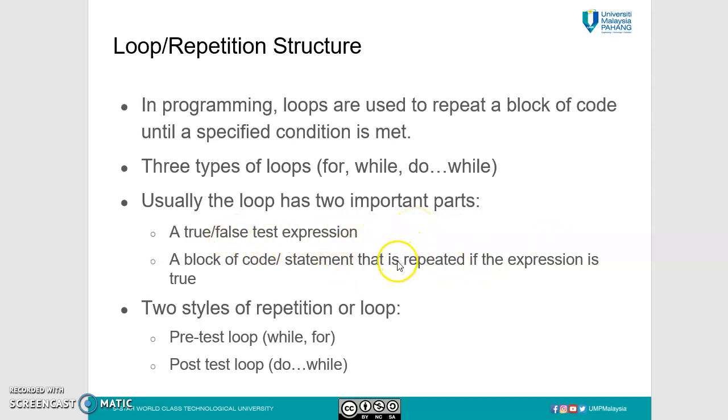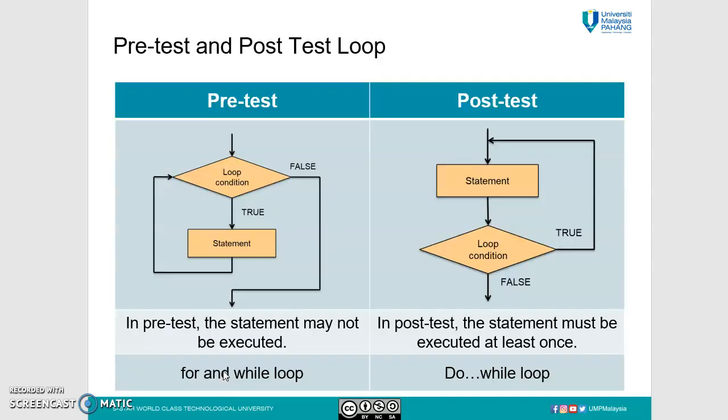Okay, and there are two styles of repetition or two styles of loops. The first one is pre-test loop, and the second one is post-test loop. The loops that I mentioned before, while loop and for loop, belong to this style, and the other one, do while loop, belongs to post-test loops. So we'll go to the difference between these two, pre-test and post-test.